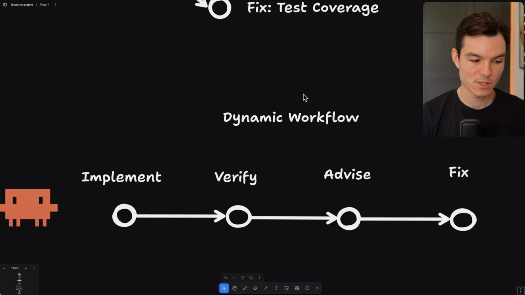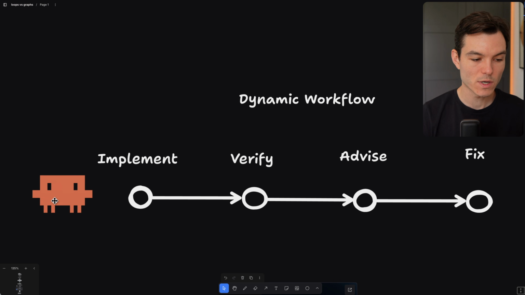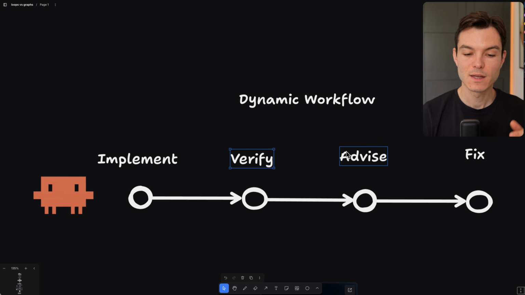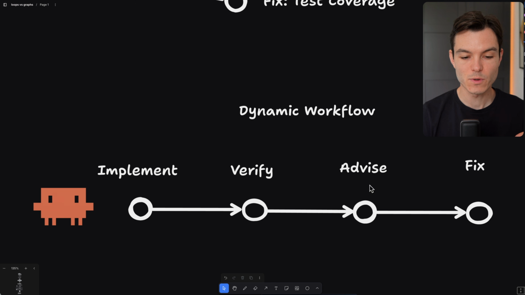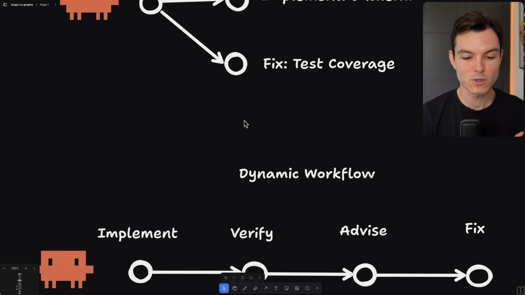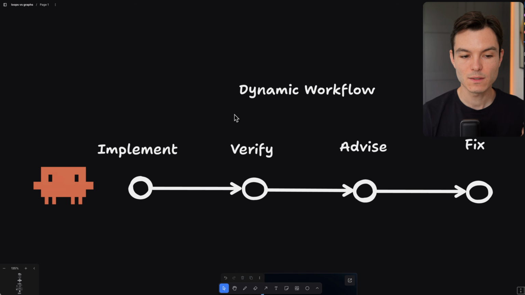workflow example, which is a graph. And in this case, this is a sequential graph of events. We can have the agent first implement our code, then verify it, then advise if we should do something else, and then fix based on the advice that the agent has. Now, this is a sequential pipeline. It is not a parallel workflow, but it is still a graph and it's still a workflow.